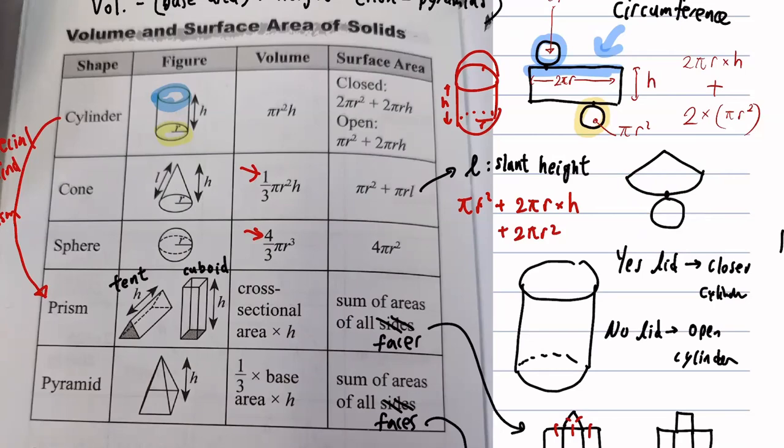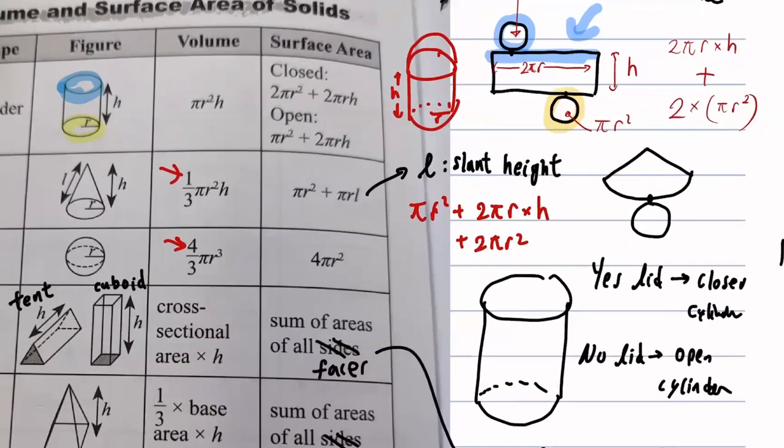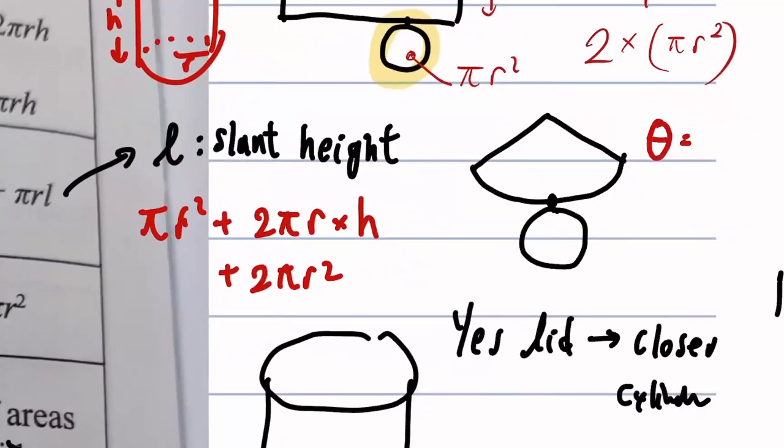Why? Because if you remember, theta equals S over R. This is the definition of radians. S is the curvy part here, let me highlight it. This part is S, then R is this part here.